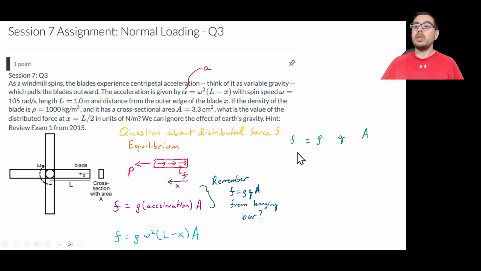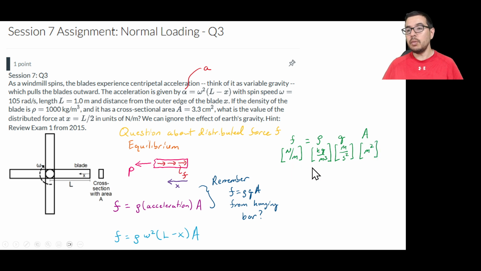Okay, so this is the answer, but another way to look at the problem is to say, what are the units involved? Well, we have a distributed force that has units of newtons per meter. We have our density, we have gravity, and we have cross-sectional area. And we have L too, but I didn't write that in there. But those are the quantities that you would expect to have. And so you can almost solve this problem just by trying to figure out what the units are telling us.